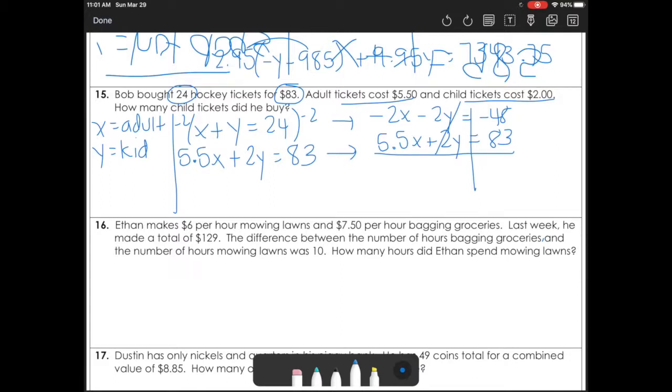3.5x equals, let's see, 48 plus 83. Okay, but now I have the song going in my head, you guys. Divide by 3.5. And x is equal to 10. That was adults, and so he wants to know how many child tickets did we buy. Well, if I know the total was 24, 10 of them were adults, that means 14 have to be kid tickets.